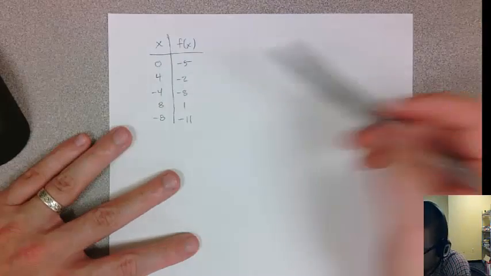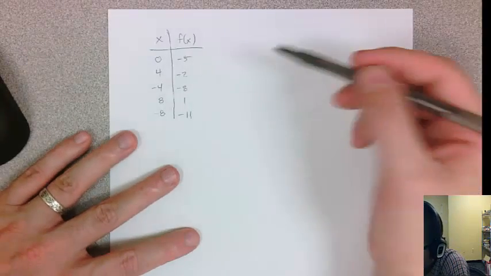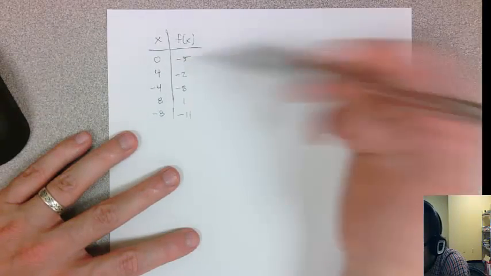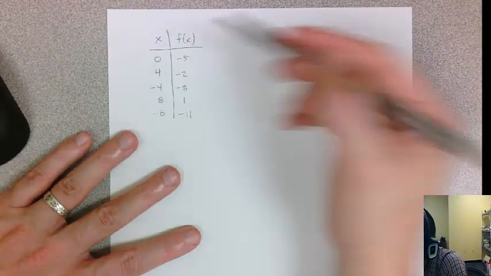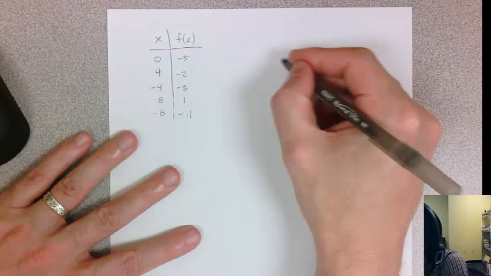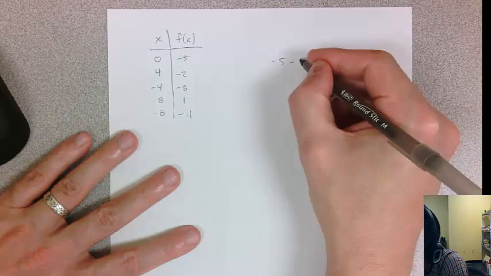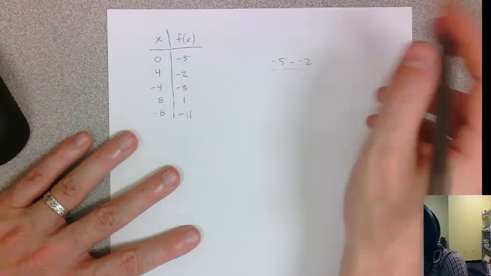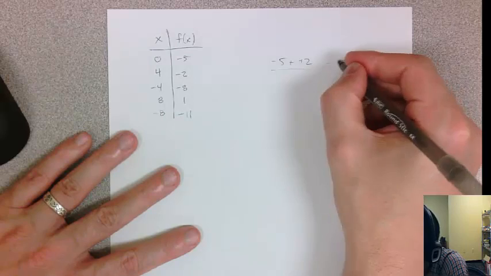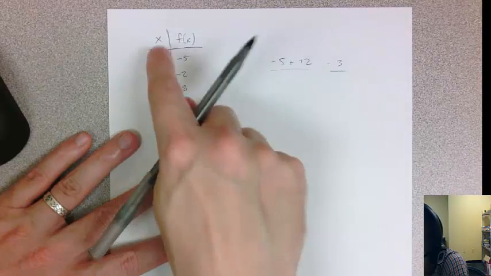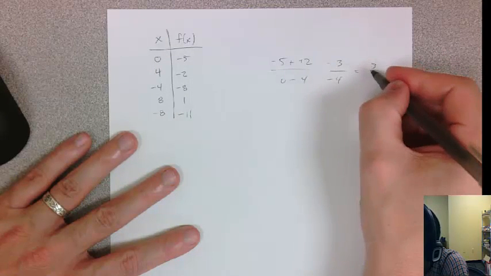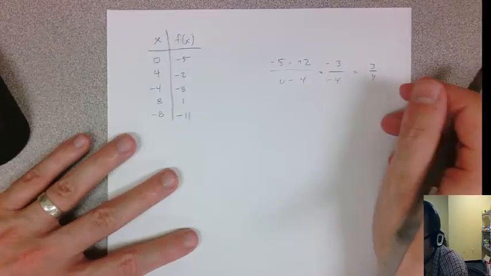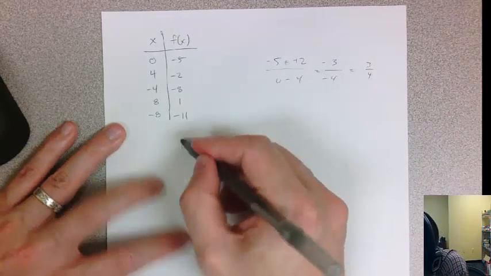Now, when we look at a table of values, we want to decide, is this a linear function or not a linear function? All we have to do is compare a bunch of points and see if it's constantly going up at the same rate. And in this one, the change in the y value, so we go -5 minus 2 would be -3. And then 0 minus 4 would be -4, so it grew by 3/4, positive 3/4, because the negatives canceled out.